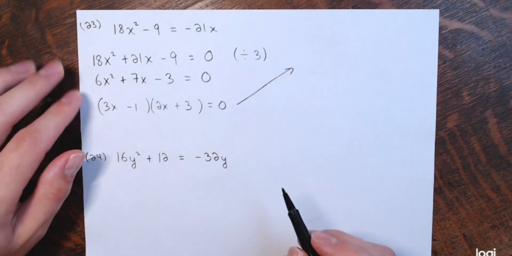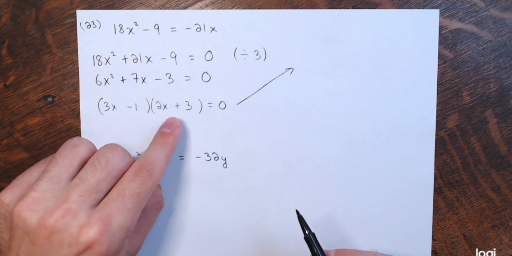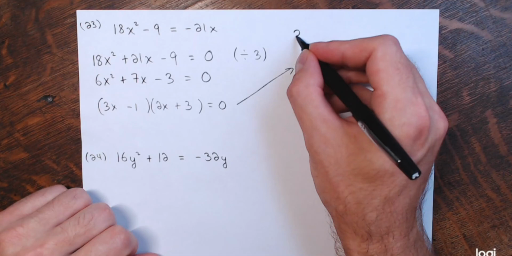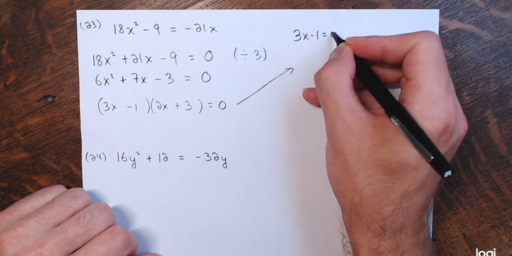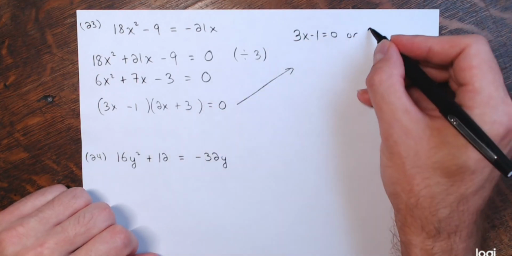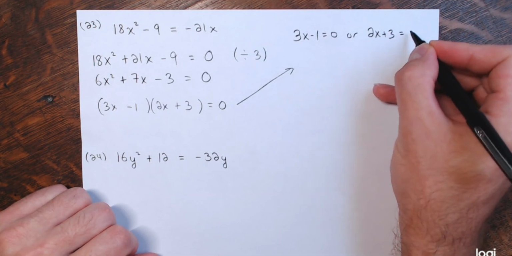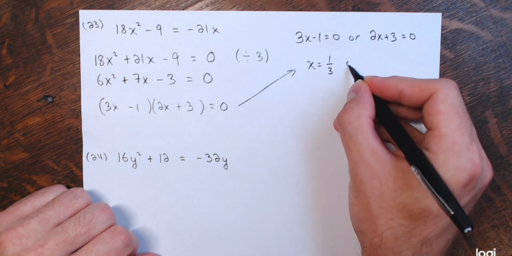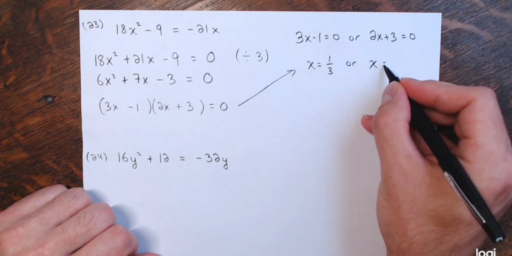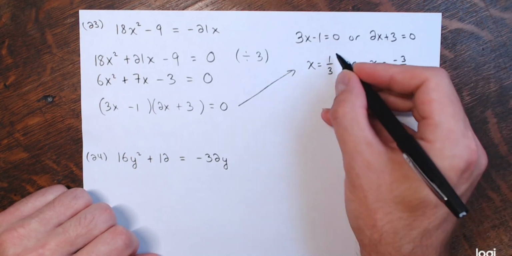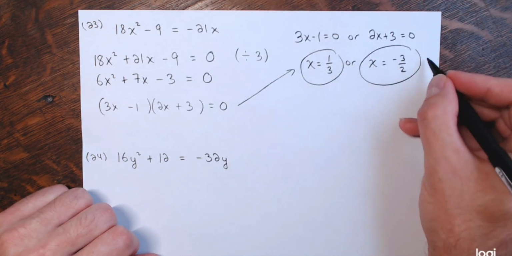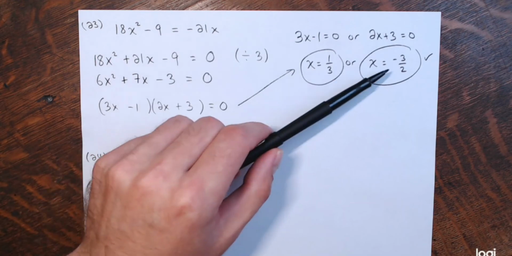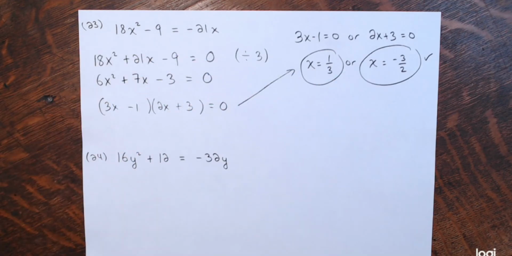All right, now I've got a product equal to 0. 3x minus 1 times 2x plus 3 equals 0. That's only going to be true if 3x minus 1 is 0, or the other factor, 2x plus 3 equals 0. And solving both, I get x equals positive 1/3, or negative 3/2. And check them both, right? And again, I'll leave that to you. But you should check both. Back in the original equation, replace x with these numbers. It should make it a true statement.